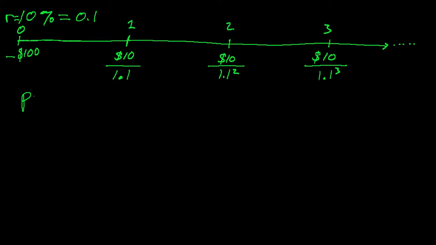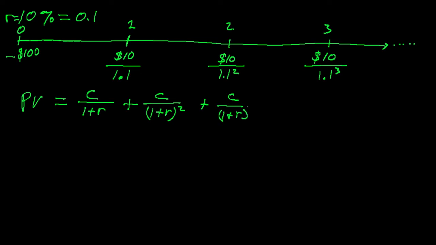The present value of this stream of cash flows is equal to, well, let's use the letter C for the $10, how much you're getting at the end of each year, over 1 plus R, which is the interest rate. That's the first year, plus C divided by 1 plus R squared plus C divided by 1 plus R cubed, and so on.